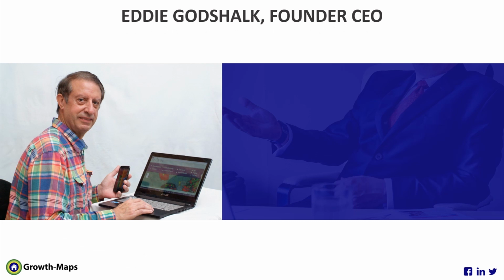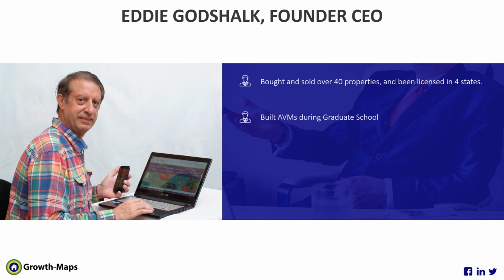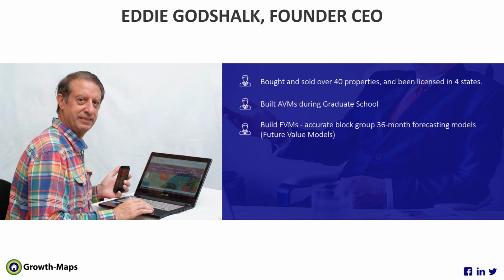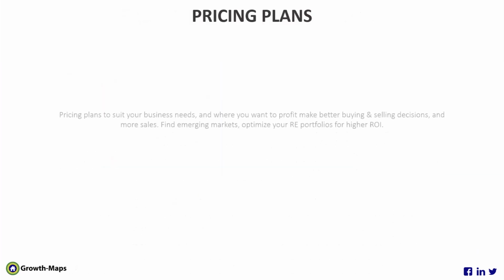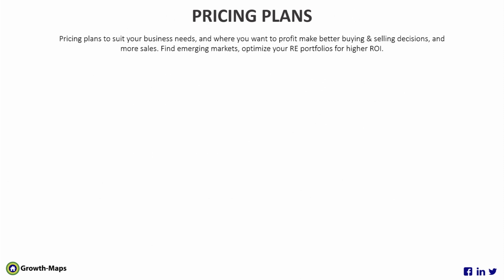Now, a couple things about Eddie is he's bought and sold over 40 properties and been licensed in 4 states. He's built AVMs during graduate school and FVMs, which are future value models, according to Block Group 36 forecasting models. He's also built the only dynamic data visualization technology for the browser available today, which is the product that you're looking at, Growth Maps. He's got a strong passion to help others make better real estate investments and to harness the power of data and new technology.